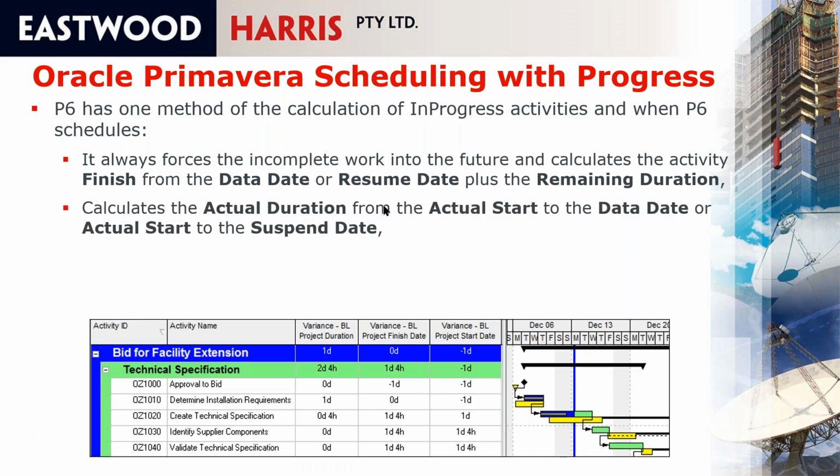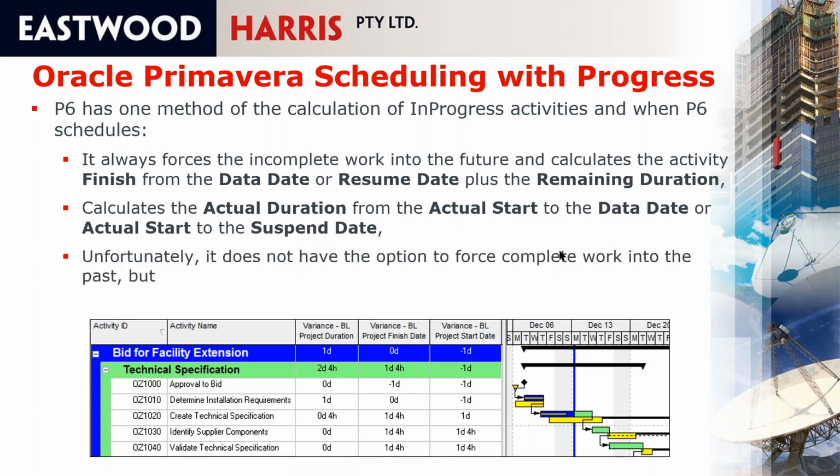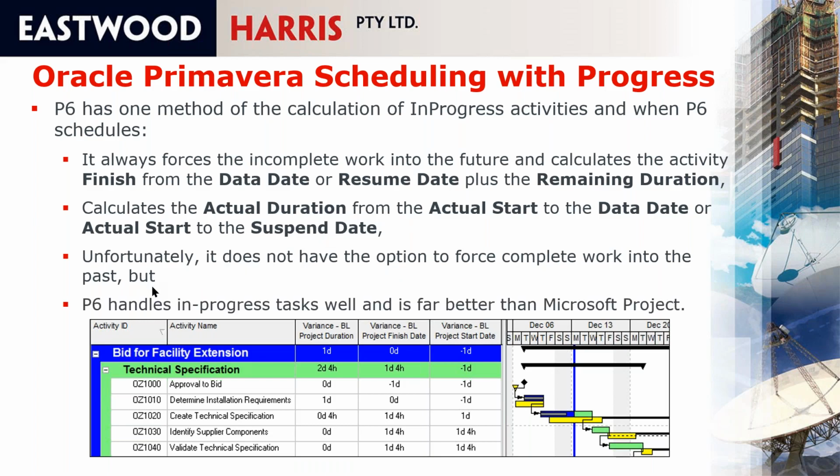The actual duration is calculated from the actual start to the data date or the actual start to the suspend date. Unfortunately, it doesn't have the option to force incomplete work into the past, but it does handle in-progress tasks well, and it's far better than Microsoft Project. And P6 is very, very simple to update a schedule.